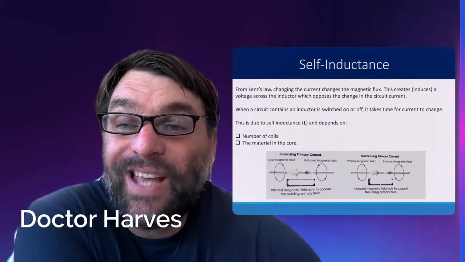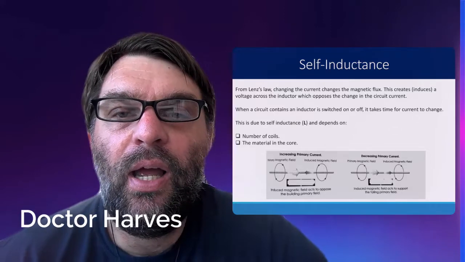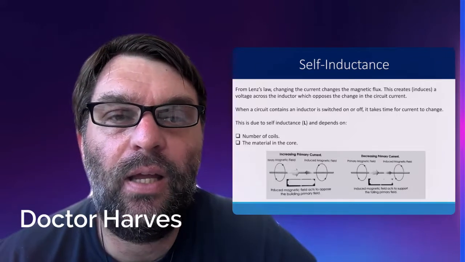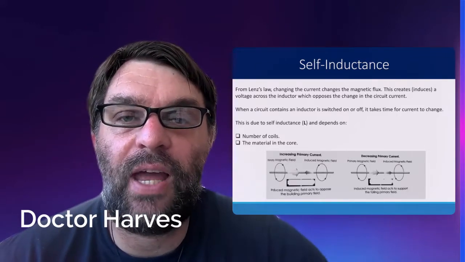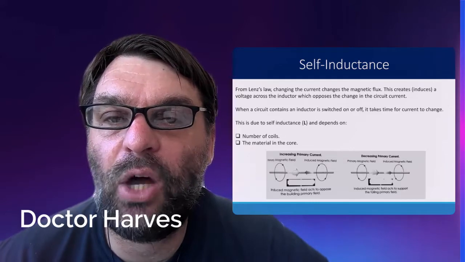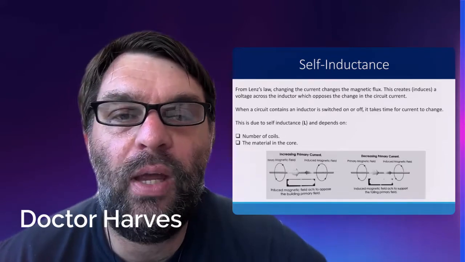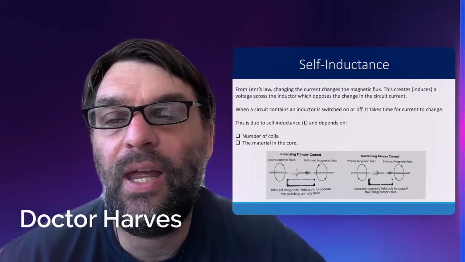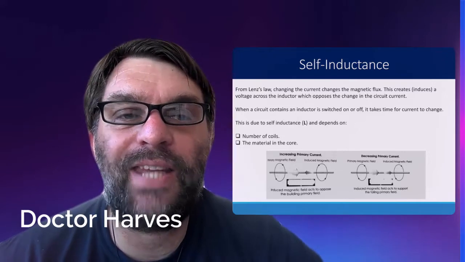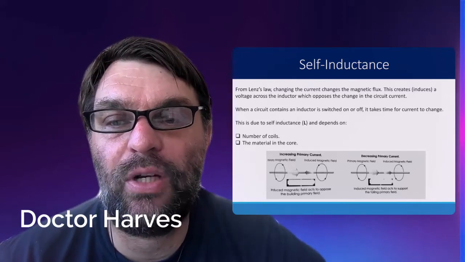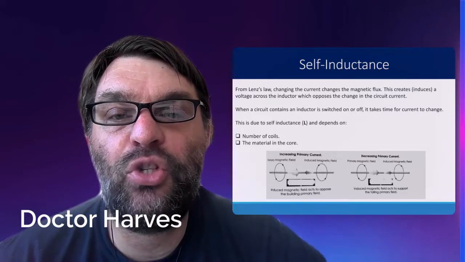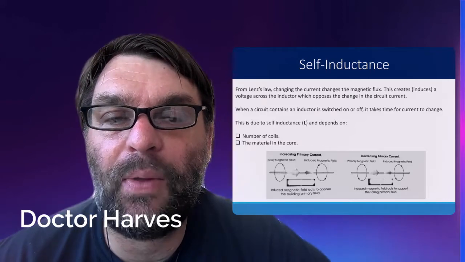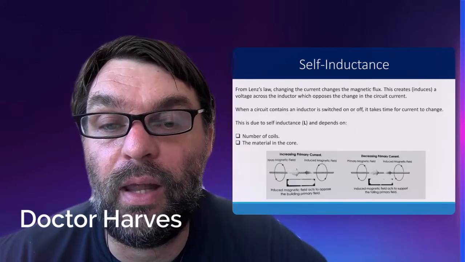Okay, so in terms of self-inductance, we need to look at Lenz's law. So from Lenz's law, changing the current changes the magnetic flux. And this creates or induces a voltage across the inductor, known as a back EMF, which we'll look at soon, which opposes the change in the circuit current. So when a circuit contains an inductor, depending whether it's switched on or off, it takes time for the current to change, delta I over delta T. And this is due to something called self-inductance, with a symbol of capital L, and depends on two things, the number of coils and the material in the core.